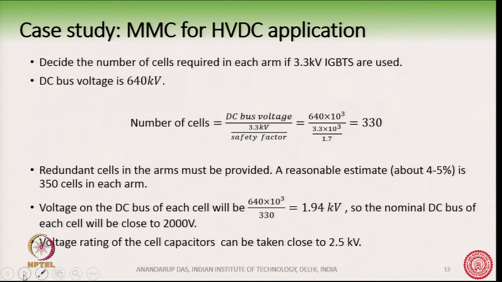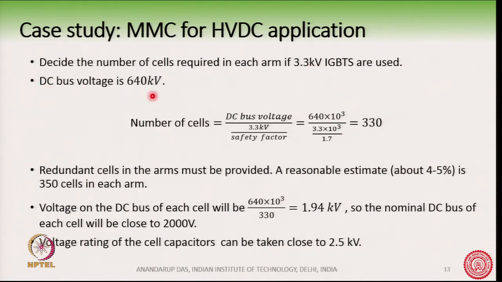First, we decide on the number of cells required. Suppose we choose 3.3 kilovolt IGBTs. Now, this again depends on experience, like whether you will go with a 3.3 kV IGBT or a 4.5 kV IGBT. So, let us see how the design goes ahead if we use 3.3 kV IGBTs.